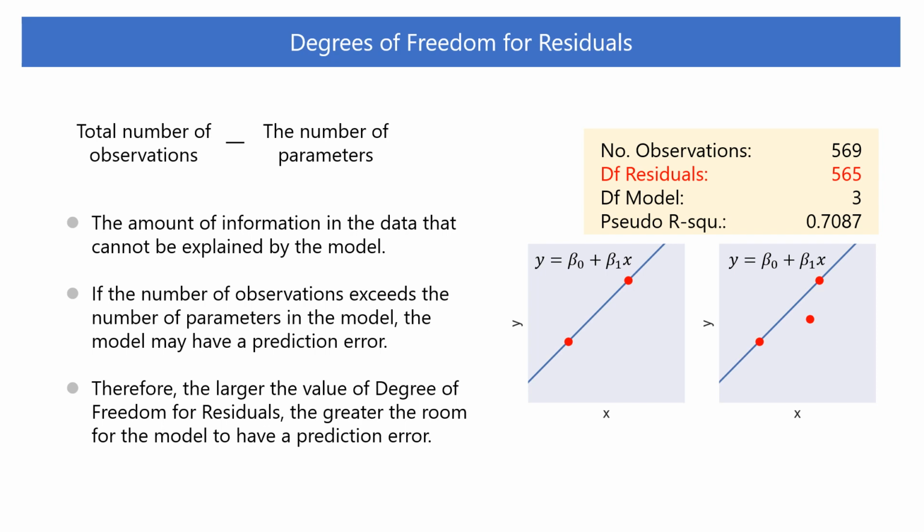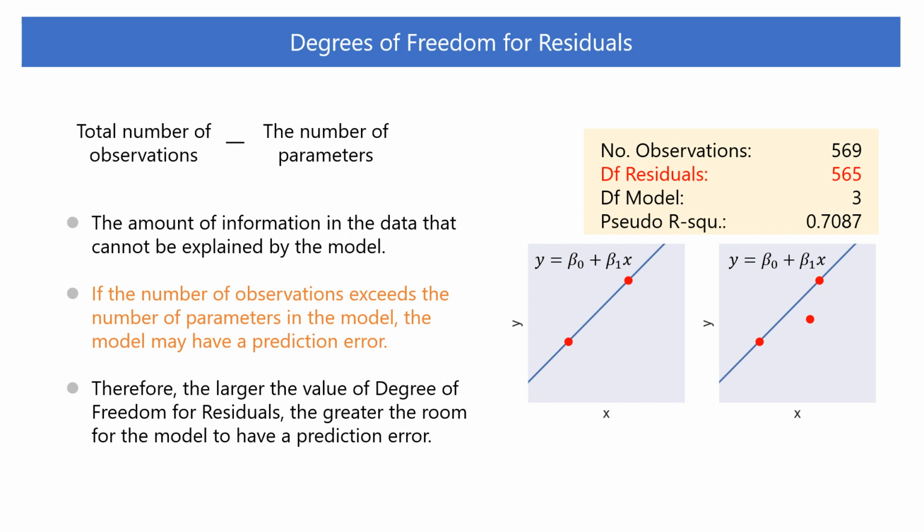However, when the number of observations increases to 3, the third observation may not be on the straight line, and a prediction error may occur. If we increase the number of parameters by 1 and create a plane represented by y equals beta 0 plus beta 1x1 plus beta 2x2, we have a model in which no prediction error can occur. If we increase the number of observations by 1 more to 4, the fourth observation may not be on this plane, and the model will have room for prediction error.